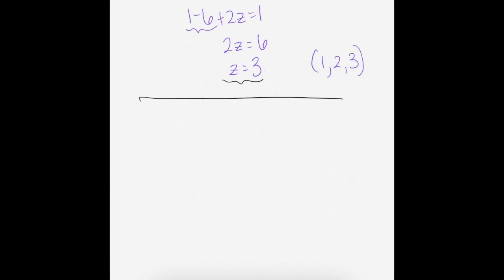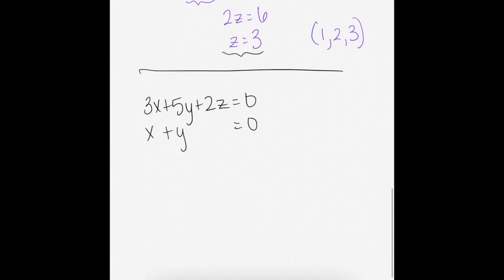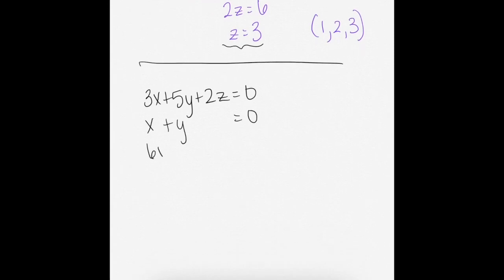So I wanted to show you another example. It's not much different than what we had before, but just in case you come across one and it confuses you. Let's say we have 3x plus 5y plus 2z equals 0. We also have x plus y equals 0. And our last one is 6x minus 7y plus z equals 2.